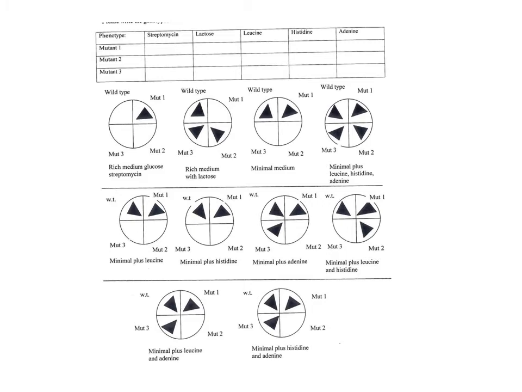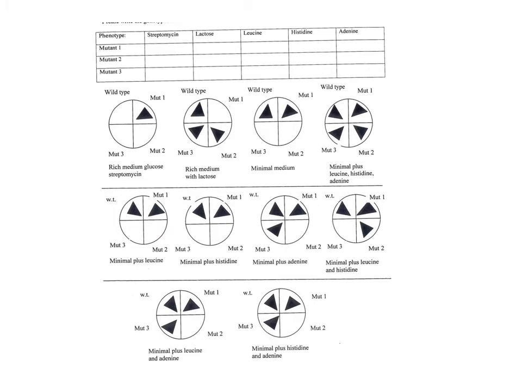The next petri dish is minimal medium only, and we see that the wild type grows, of course, as does mutant 1, but 2 and 3 do not grow. What that means is that mutant 1 does not have any auxotrophies at all. It's able to grow on the minimal medium, assuming glucose is present, perfectly well. So for mutant 1 we can fill in the table: Leu plus, His plus, Ade plus. No problem there.